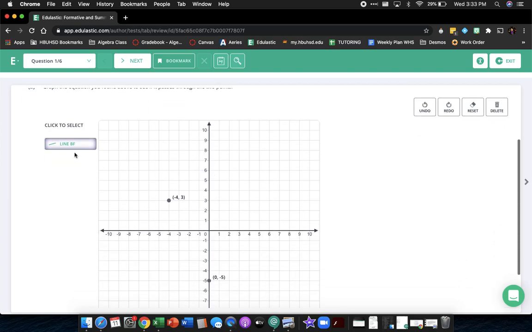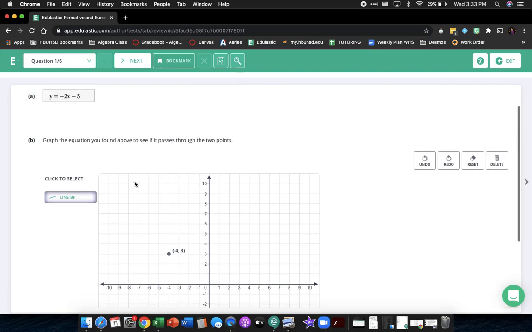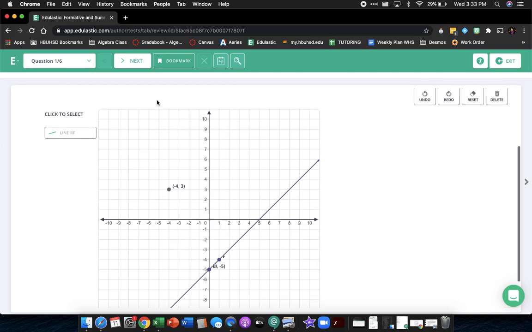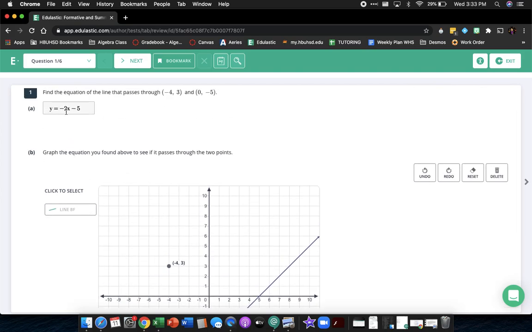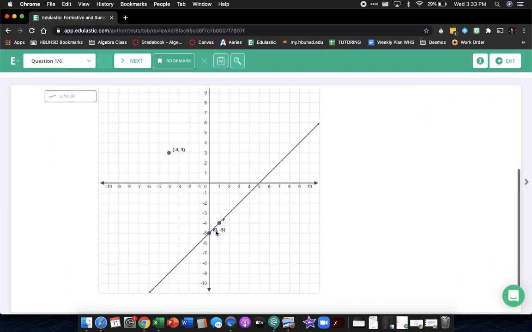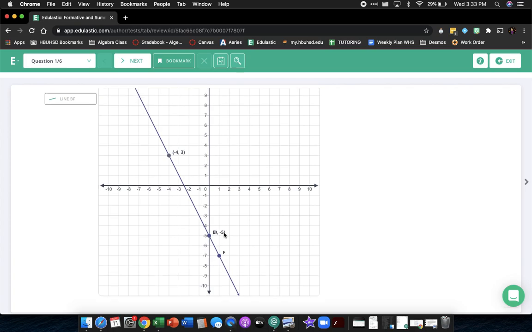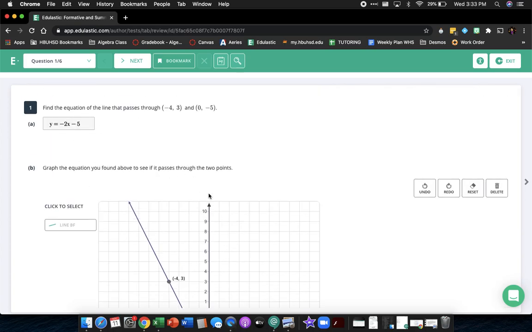Let's take a look. I'm going to grab my line, -2x minus 5. So I'm going to start at my y-intercept, -5. And now my rise over run is -2 over 1. So I'm going to go down 2 over 1. And hey, look, perfect. See how it passes through my two points? That's how I know my equation is correct.